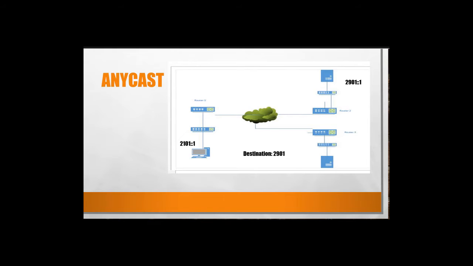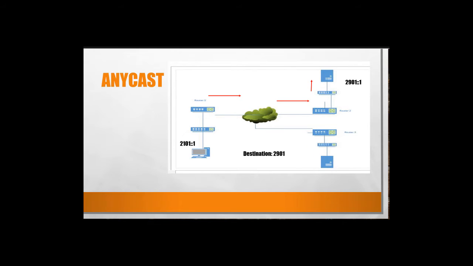IPv6 standard. So from our computer, we want to reach 2101. It goes through the network, through the cloud, and from the server, it goes very specifically to the other server that we want to reach or send that information.